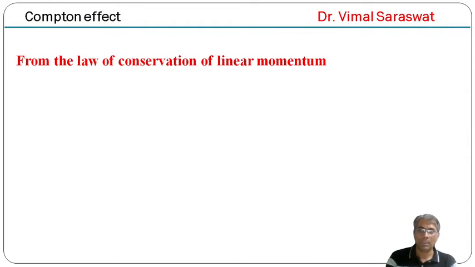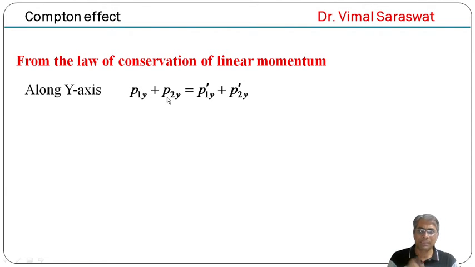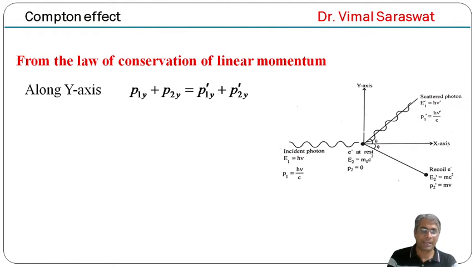Now, by applying the law of conservation of linear momentum along the y-axis, P1y + P2y = P1y' + P2y'. This is the component of P1 along the y direction. This is the component of P2 along the y direction. This is the component of P1' along the y direction. And this is the component of P2' along the y direction. So this was our diagram.